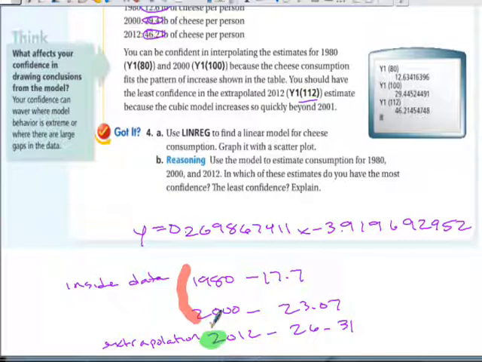Make sure you bring your calculators next time. We'll make sure everybody knows how to use them, knows what they're doing, and can do this kind of stuff with the greatest of ease.